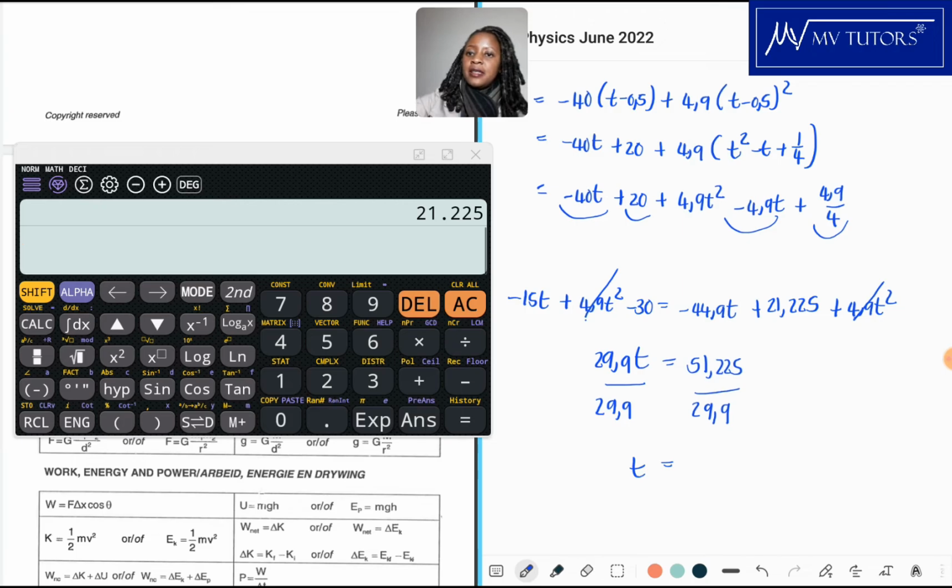And then finally I have 51.225 divided by 29.9, and that's 1.71 seconds.